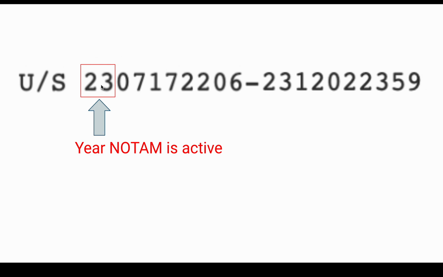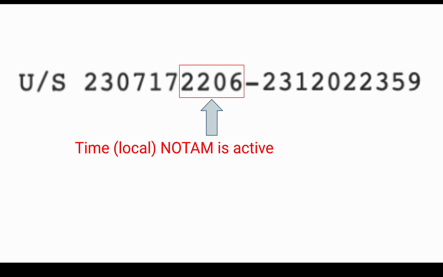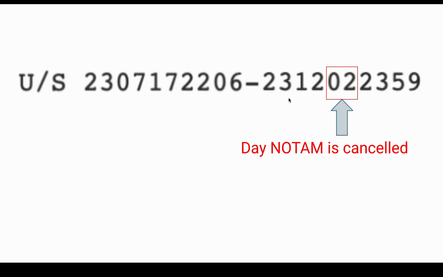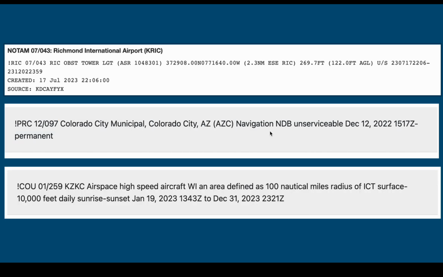So 2023, the 7th month of 2023 on the 17th day at 22:06 local. So this would be like 10:06 at night. You've got to learn to read that 24-hour clock. Until this is when the NOTAM expires. It's when it's canceled, 23rd year, 12th month, 2nd day of the month at 23:59 local. So that's 11:59 p.m. When it rolls over to midnight and changes to the 3rd day, this NOTAM will no longer be there. We'll talk about some of those in class as well. We're going to look up NOTAMs in class as well.